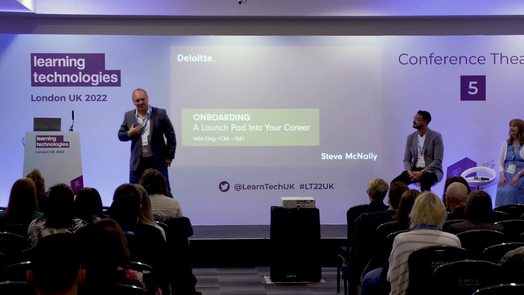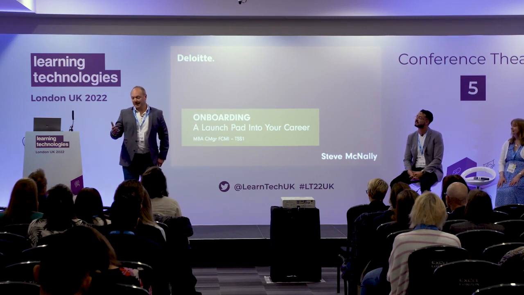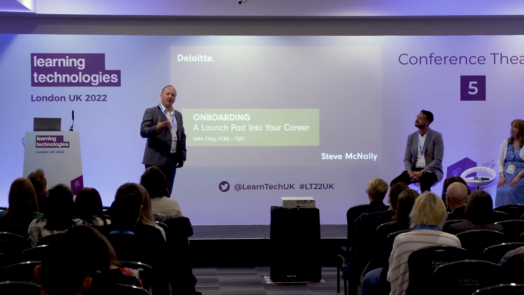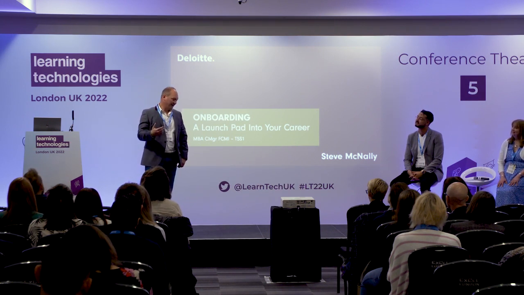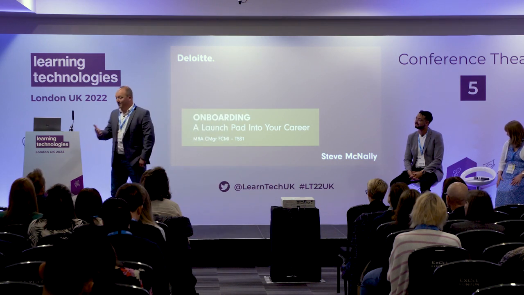So I'm Steve McNally. I'm 6'1", identify as he, him. What hair I have left is brown. I'm wearing a grey jacket today, blue jeans, a white shirt, and red shoes. And I'm here today to give you a little bit more show and not tell.